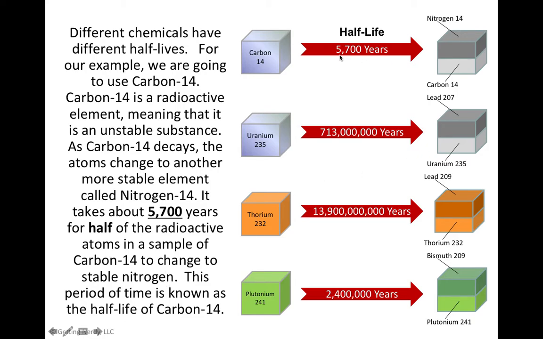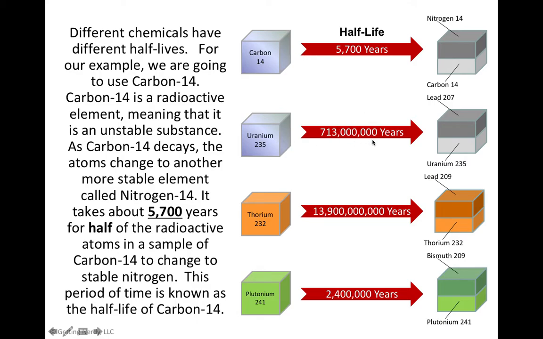So it takes 5,700 years for half of these carbons to turn into nitrogen. So you're going to get about this. This is really helpful because this is our known, and this period of time is known as our half-life. So we know that carbon has this half-life of 5,700 years.